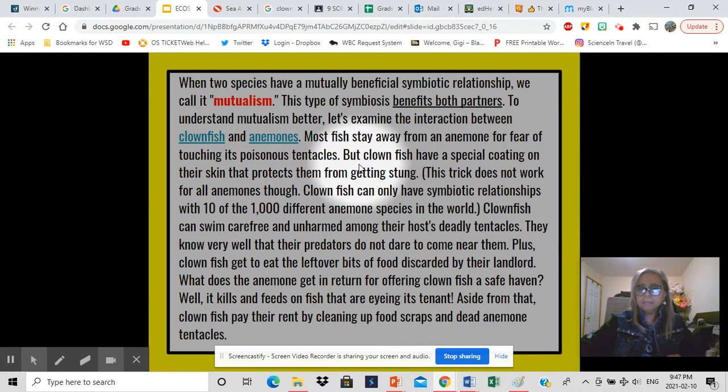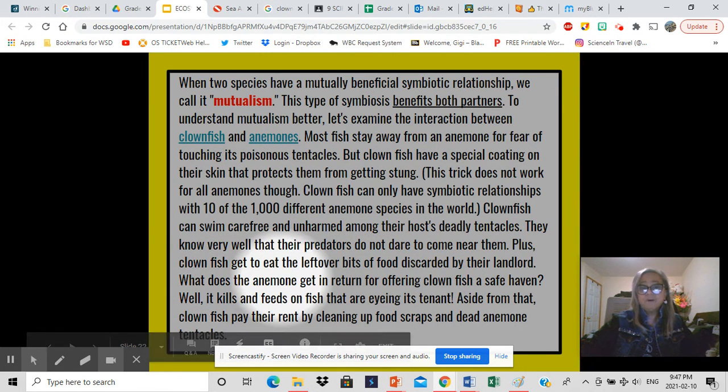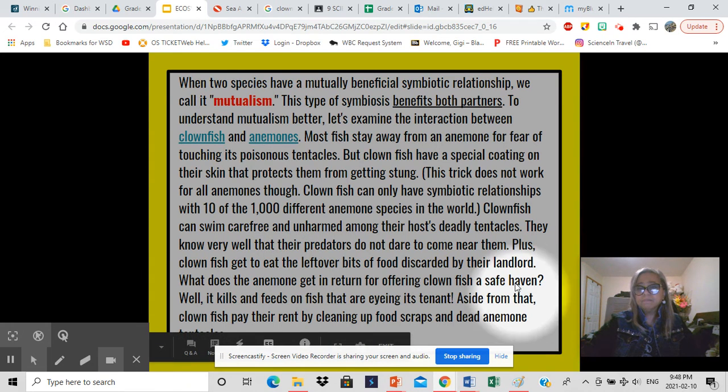poisonous tentacles. But clownfish have a special coating on their skin that protects them from getting stung. Now, clownfish can only have symbiotic relationships with 10 of the 1,000 different anemone species in the world. So the clownfish can swim carefree and unharmed among their host's deadly tentacles. They know very well that their predators do not dare to come near them. Plus, clownfish get to eat the leftover bits of food discarded by their landlord, the anemone, okay?